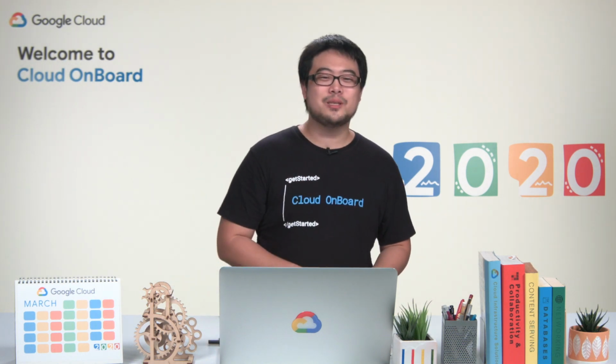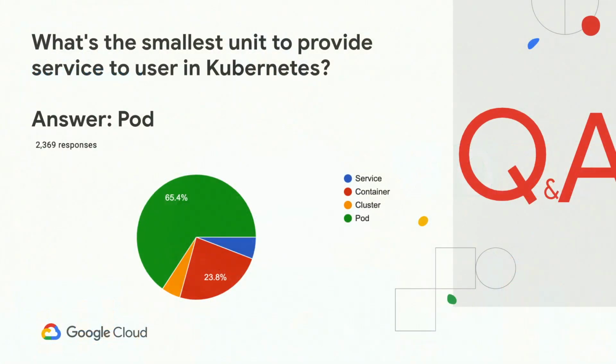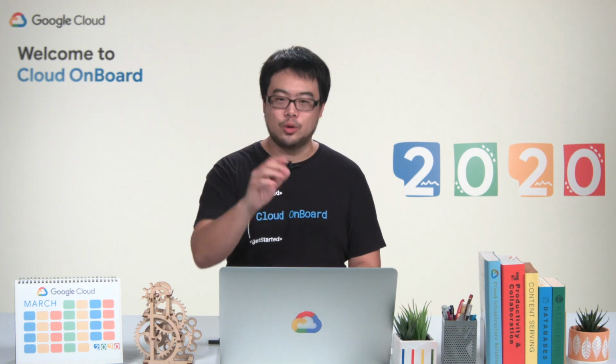All right, so what's the smallest unit to provide service to users in Kubernetes? The answer is pod. Okay, so we do have some people answer container. As I mentioned, yes, when we do Docker, it's using containers, but when we actually provide service, it's using pods, because we don't scale containers, we scale pods in Kubernetes.